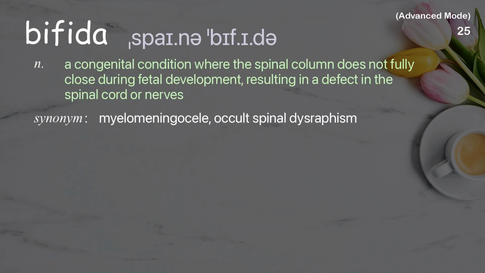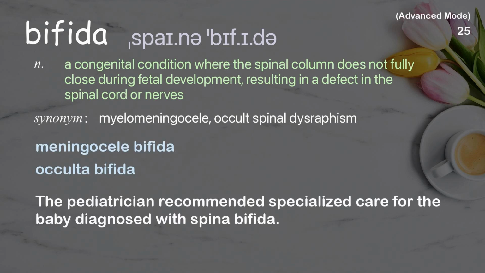Bifida. A congenital condition where the spinal column does not fully close during fetal development, resulting in a defect in the spinal cord or nerves. Examples: Meningocele bifida, occulta bifida. The pediatrician recommended specialized care for the baby diagnosed with spina bifida.